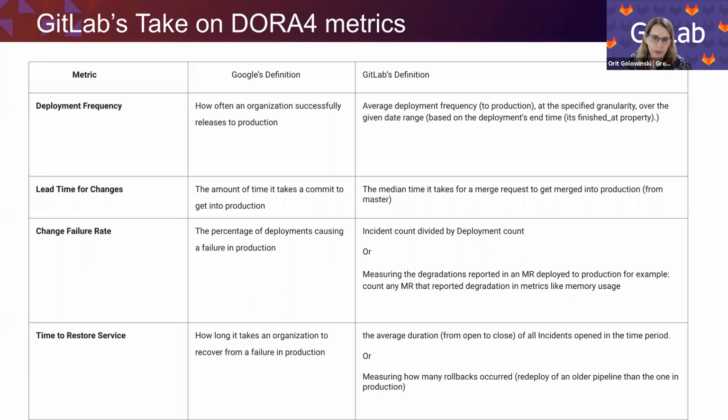And time to restore is how long it takes our organization to recover from a failure in production, which we're calculating as the average duration from open to close of all incidents opened in the time period. We started by defining all these metrics for people using the entire lifecycle in GitLab, so everything integrated, but we are also open to playing well with others. If you do decide to use other tools inside your development process, we're also exploring other ways to measure these two besides relying on incidents.